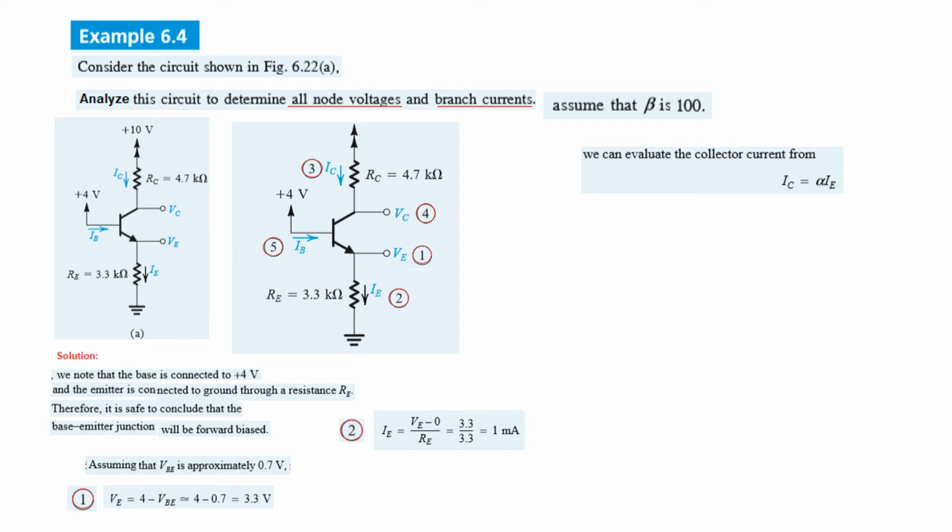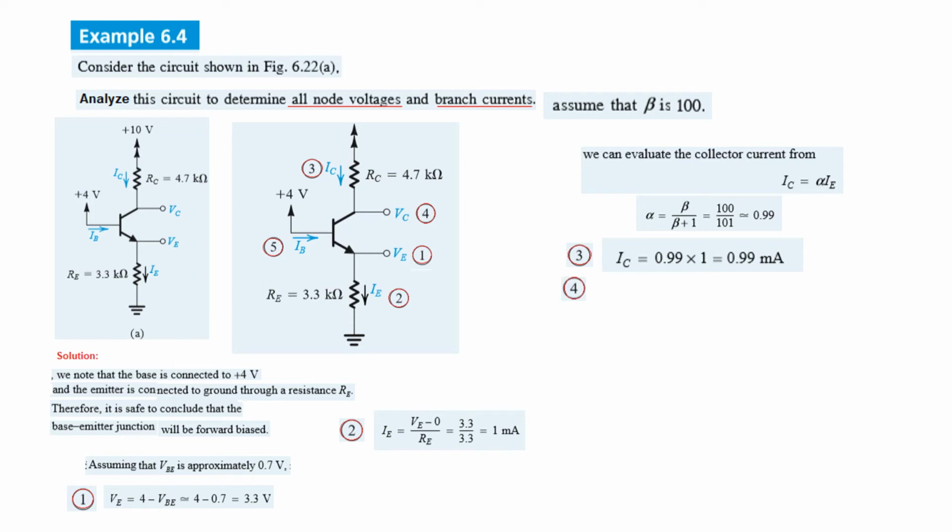Now we'll evaluate the collector current IC by using this formula. IC is equal to alpha IE. And I hope you remember there's a relation between alpha and beta. So alpha can be written as beta divided by beta plus 1. So putting in the value of beta, alpha is 0.99. We already know IE. We have now calculated alpha. So we can find the collector current IC to be 0.99 into 1, which is equal to 0.99 milliampere. So third we found.